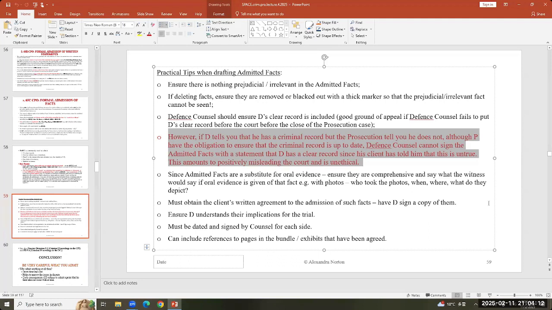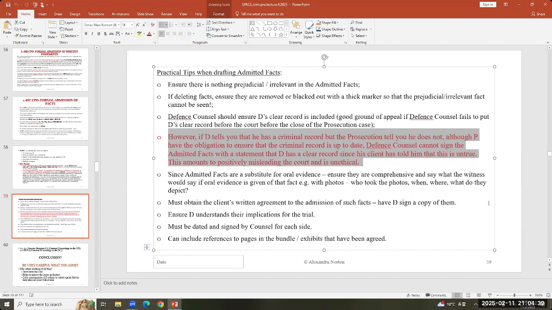So the courts have been very clear. In that situation, defense counsel is under a duty not to sign the admitted facts because they've been told something to the contrary by their client and they would be positively misleading the court. As defense counsel, this puts you in a very tricky position because you have to remove this reference to the clear record from the admitted facts.